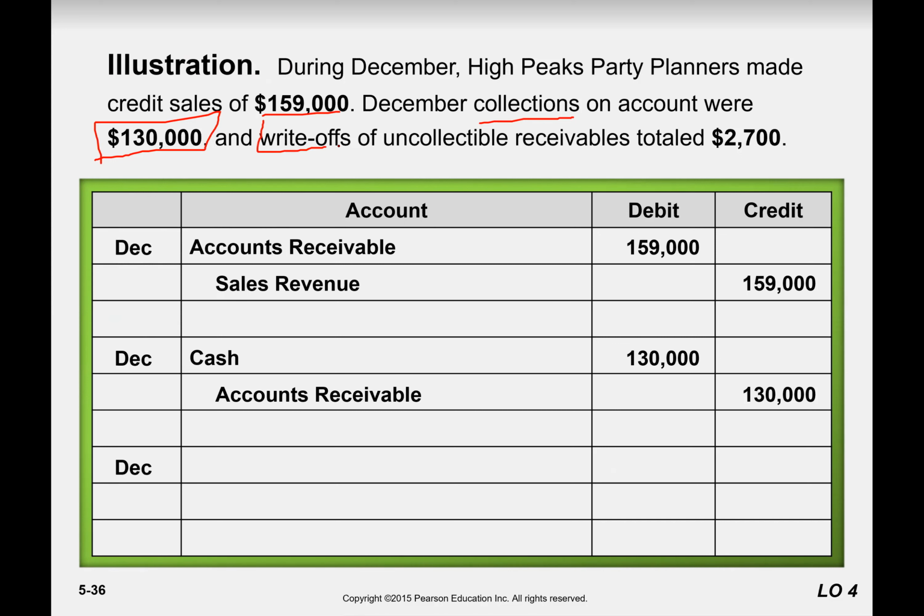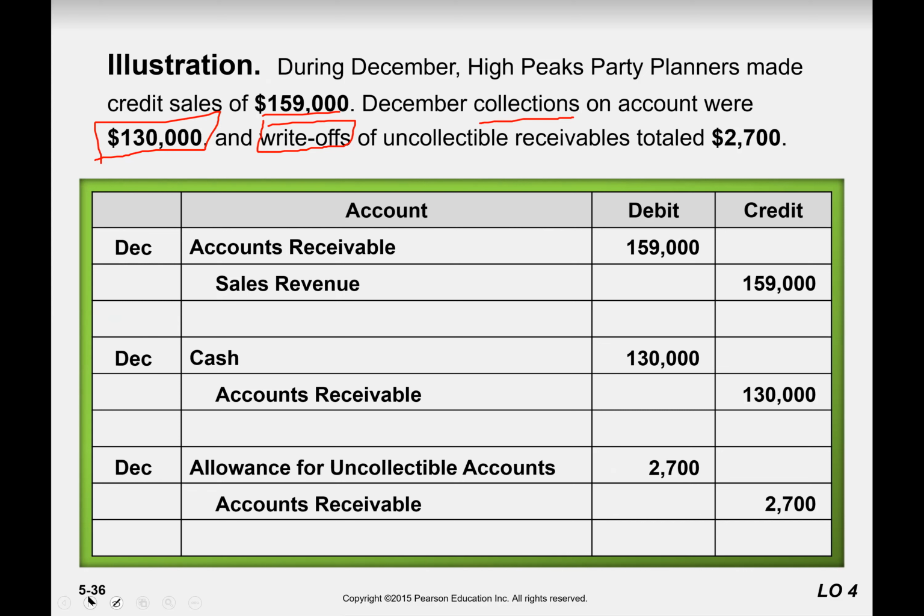Write-offs. What do we call the write-off? The write-off entry would be: we charge this to accounts receivable and the allowance. So the entry would be allowance for uncollectible to accounts receivable, right?